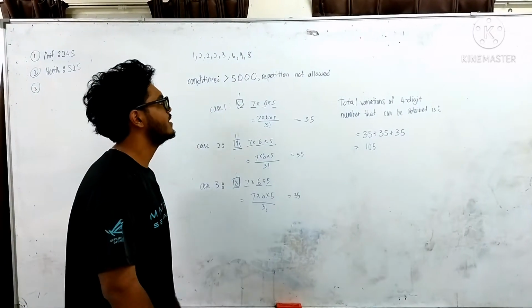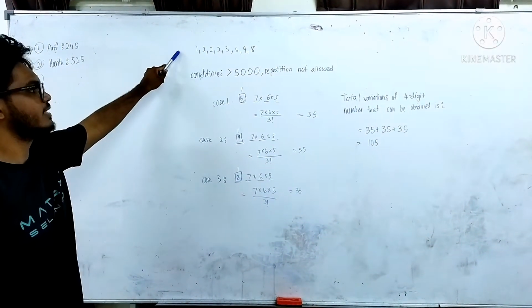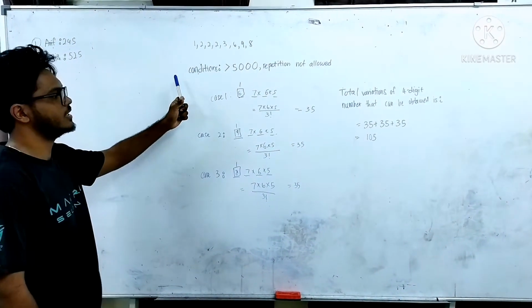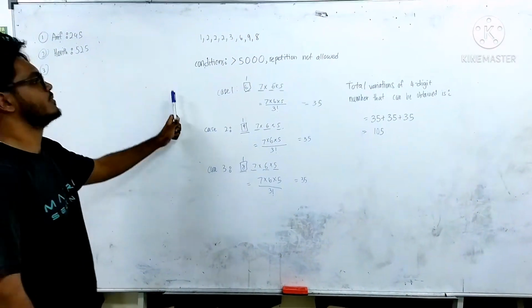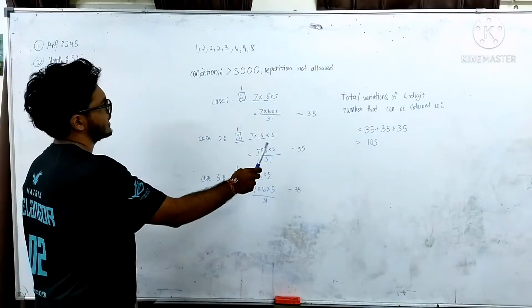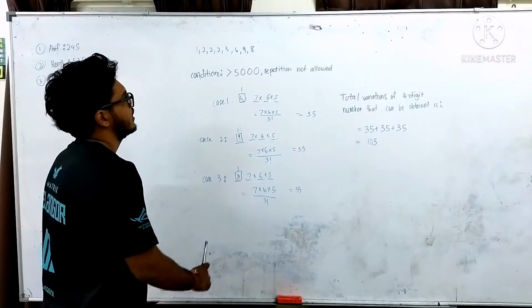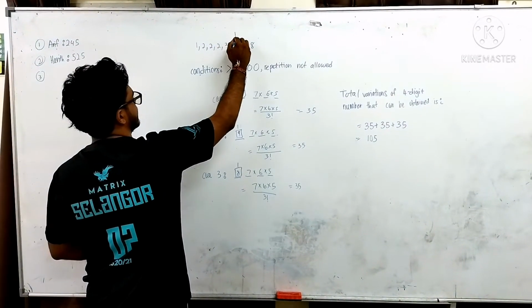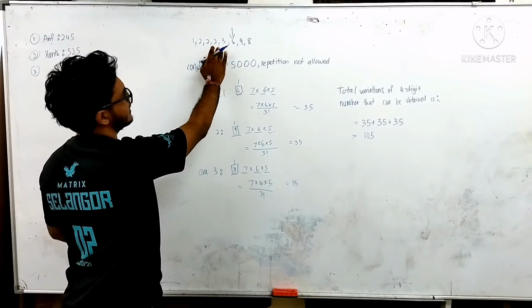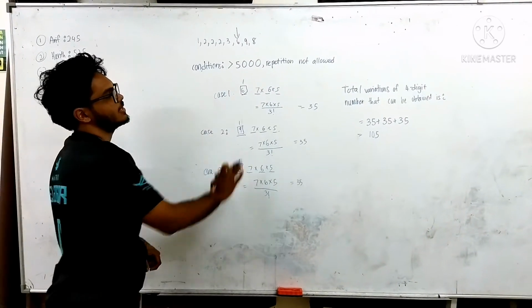Okay, so now finally we're going to look at the numbers that 9 received, and we are going to calculate again the total variation of 4-digit number that 9 can obtain. Okay, so the conditions are the same again. So again, case 1, 6 will be considered first, since greater than 5,000 and we don't have 5, and so we will straight away go to 6.